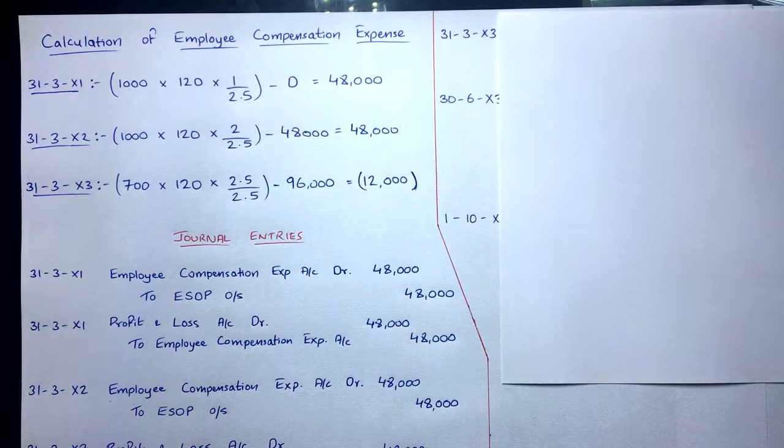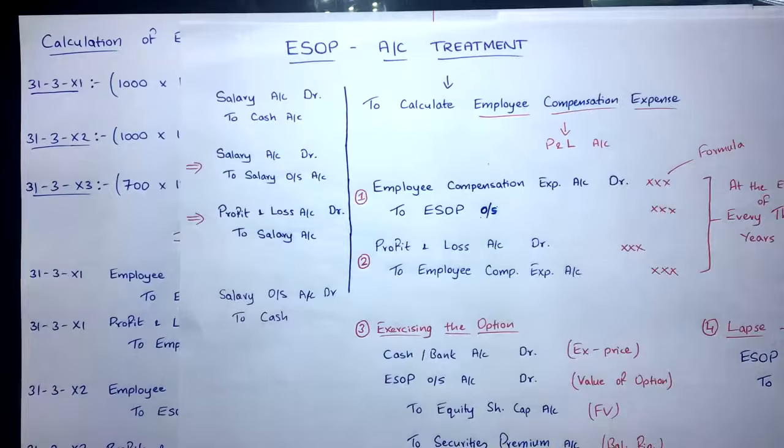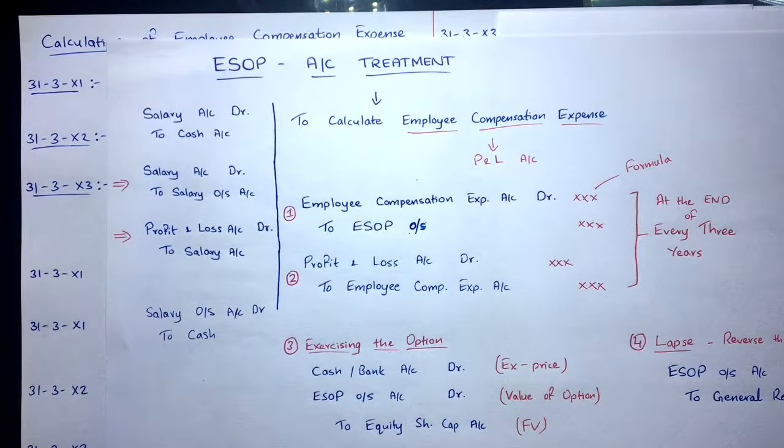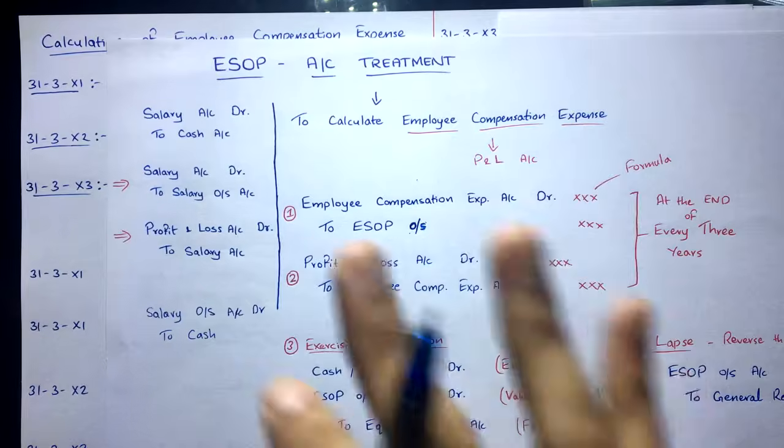See, the journal entries of ESOP are very simple. Do you remember the entries of salary? How do you pass the journal entries of salary? Salary paid would be what? Salary account debit to cash. Yes, you have paid the salary. But are we paying anything over here? No, we are not paying anything here, right?